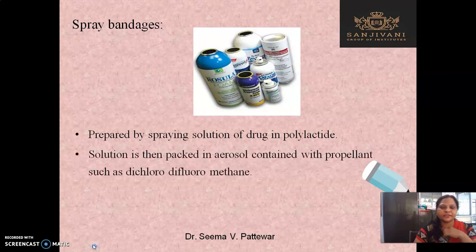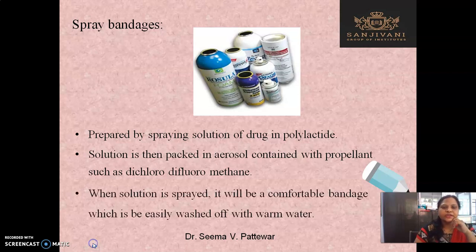Then spray bandage. These are prepared by spraying the solution of drug in polylactide. The solution is then packed into the aerosol container. So this is the aerosol container with propellant inside. It means you have to prepare the aerosol along with the propellant. Propellant is a must for the aerosol. An example is dichlorodifluoromethane. This is the propellant used for the aerosol.